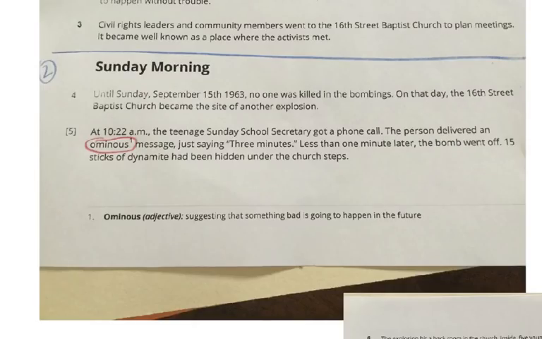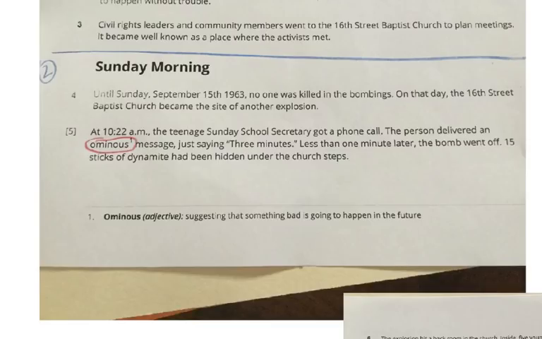Let's go on to section 2 called Sunday Morning. Until Sunday, September 15th, 1963, no one was killed in the bombings. On that day, the 16th Street Baptist Church became the site of another explosion. At 10:22 a.m., the teenage Sunday school secretary got a call. The person delivered an ominous message, just saying 3 minutes. Less than 1 minute later, the bomb went off.